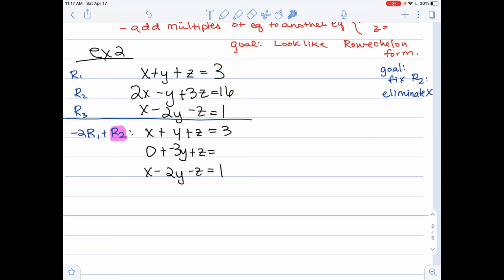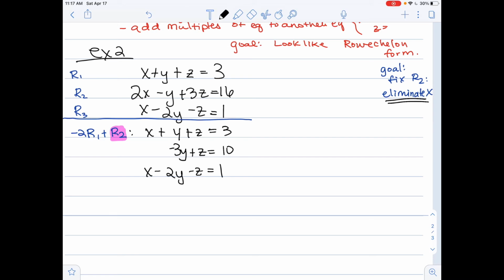-2 times 3 is 6 plus 16 is 10. Okay, so that's my first step. I just eliminated the x for my row 2, which is beautiful. I put a 0 there so you could see it, but it doesn't really need to be there. So beautiful. We've got our row 2 eliminated.